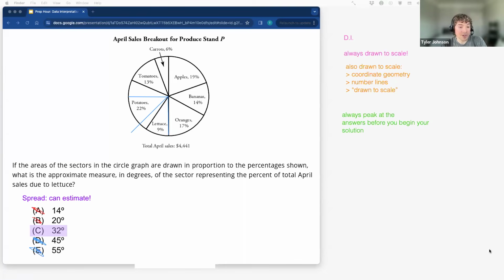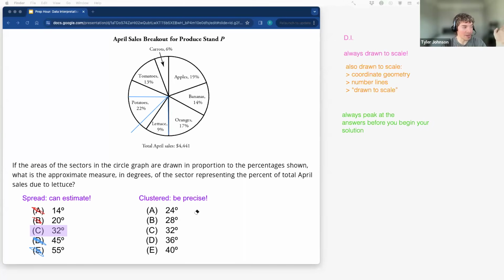Now, you always want to check the answer choices to see whether that's feasible. Because if I had some answer choices that look like this, now everything is a bit more clustered together. And I'm not going to be able to just kind of eyeball it and eliminate. I might be able to still get rid of the extremes. Like I don't think it's going to be 40 degrees or 24 degrees, but debating between these three is going to be a little bit tougher.